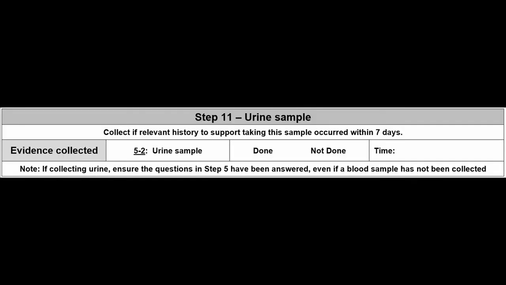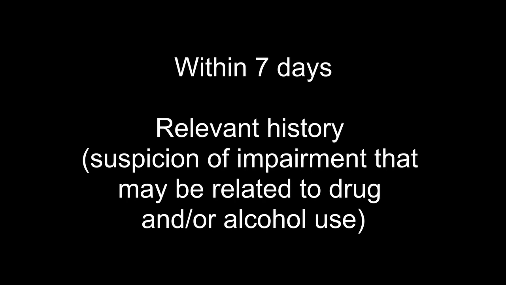Step 11, urine sample. Note, if collecting urine, ensure the questions in Step 5 of the paperwork have already been answered, even if a blood sample has not been collected. Urine samples should be collected if the kit is done within 7 days and there is relevant history such as suspicion of impairment that may be related to drug and/or alcohol use.